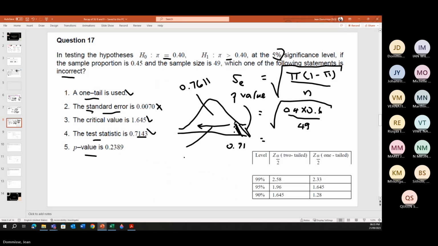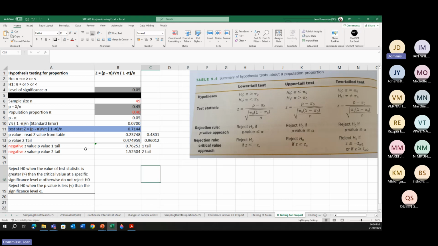0.7611. So 1 minus 0.7611 is the p-value, and that is 0.2389. Okay. So what is in this as well? Yeah, your p-value was calculated by using the built-in function within Excel.